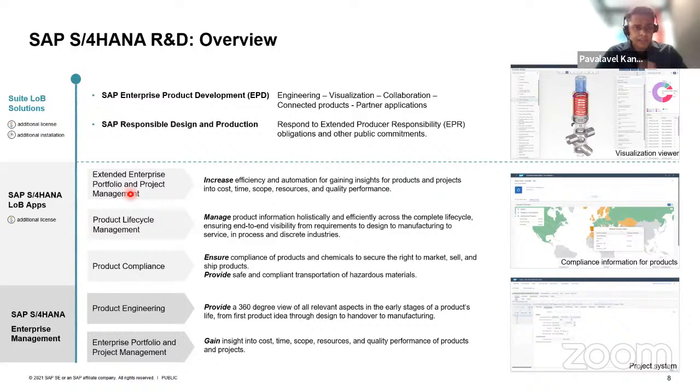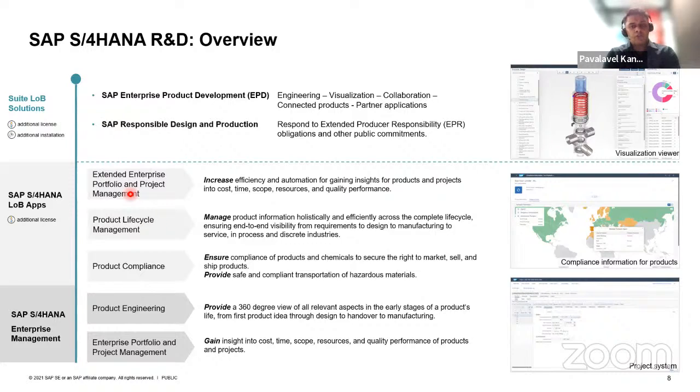Then you have product lifecycle management. Basically the entire gamut of PLM is available as part of LOB applications. Using PLM, you can manage your product information holistically. A complete lifecycle end-to-end can be tracked in this solution. And you have visibility starting from design to manufacturing and the processes related to a discrete industry. This is the entire gamut available as part of product lifecycle management.